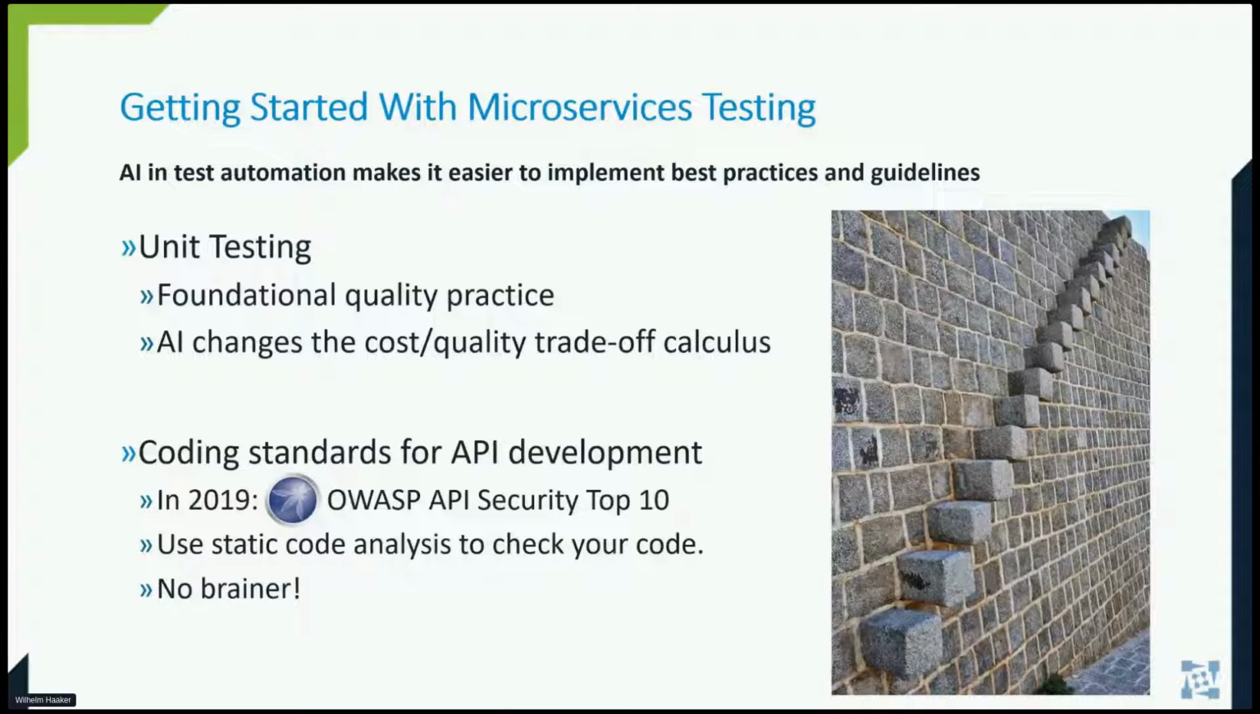And since I'm on the topic of software quality practices owned by developers, the industry has also matured with dedicated coding standards for API development. In 2019, the international nonprofit OWASP released the OWASP Top 10 API Security Standard. And so coding standards like this one help microservices teams avoid the common security and reliability issues that could introduce business risk to their projects.